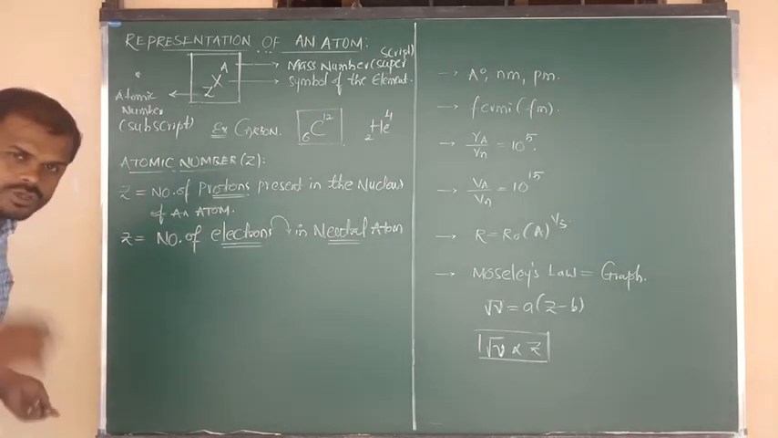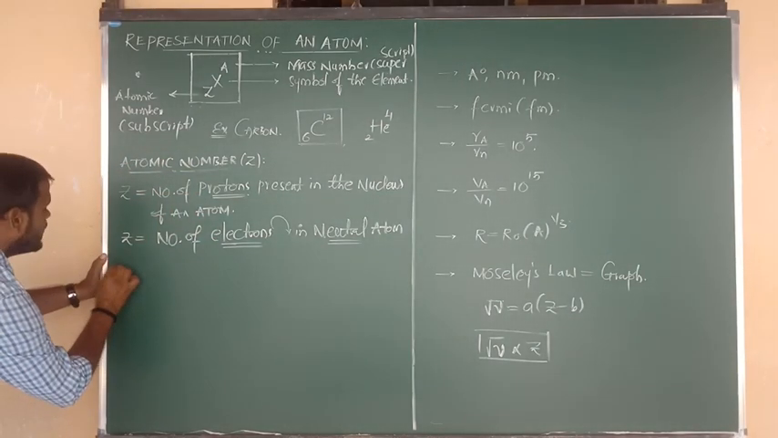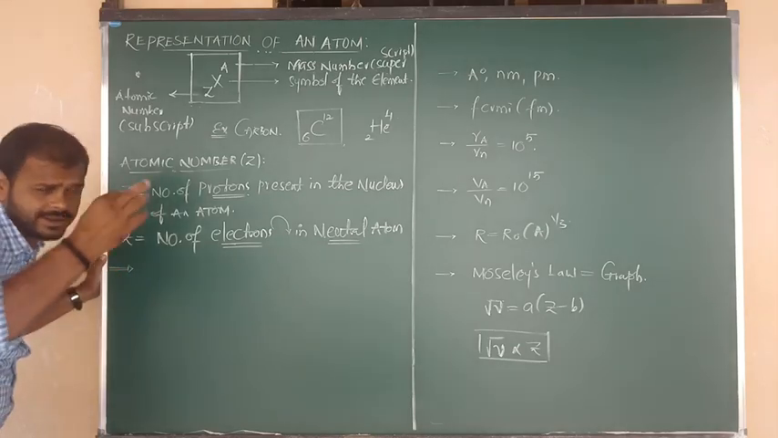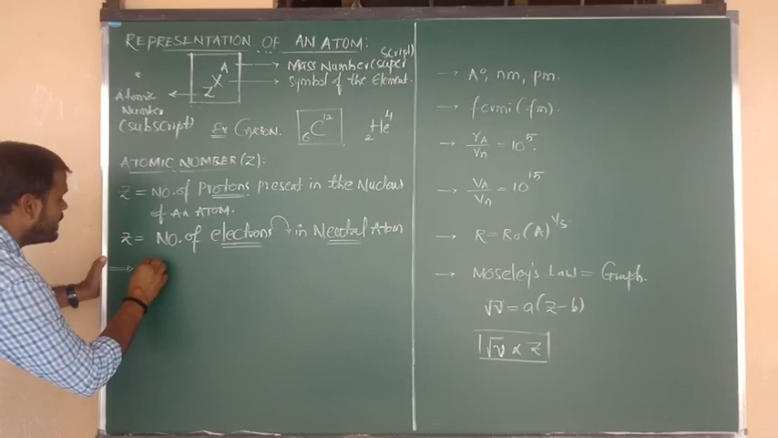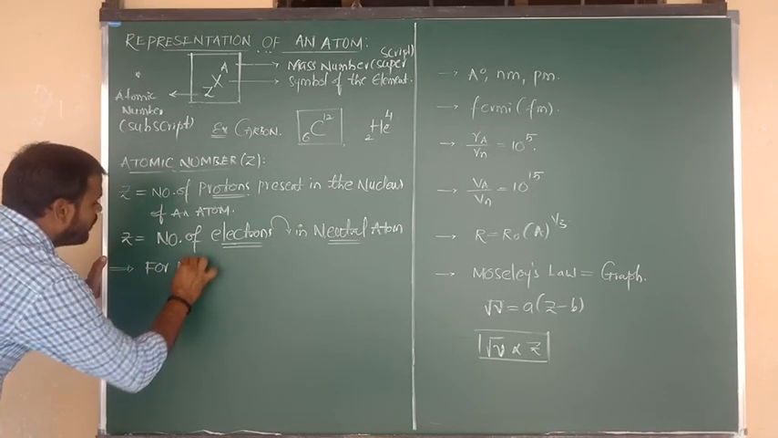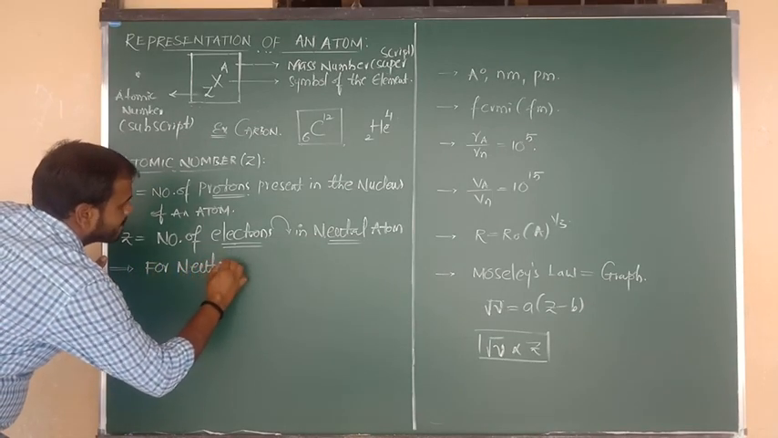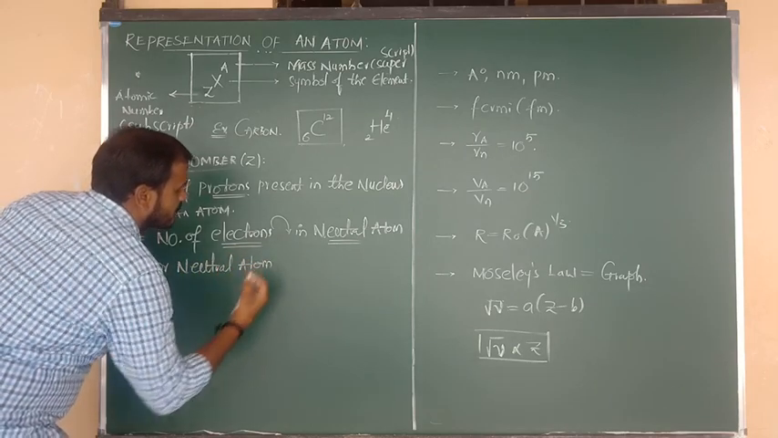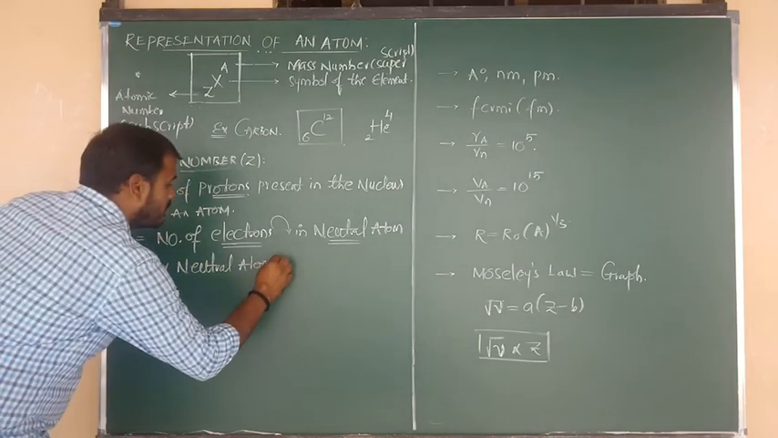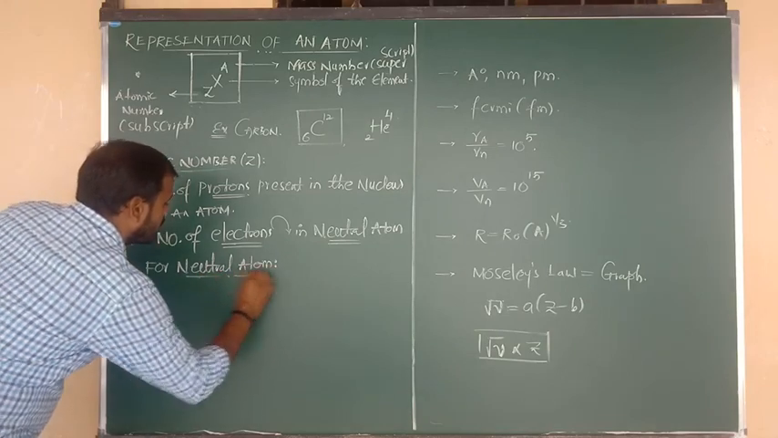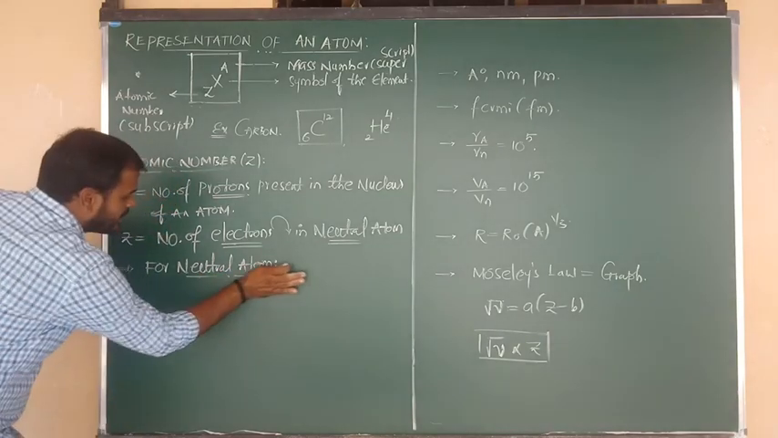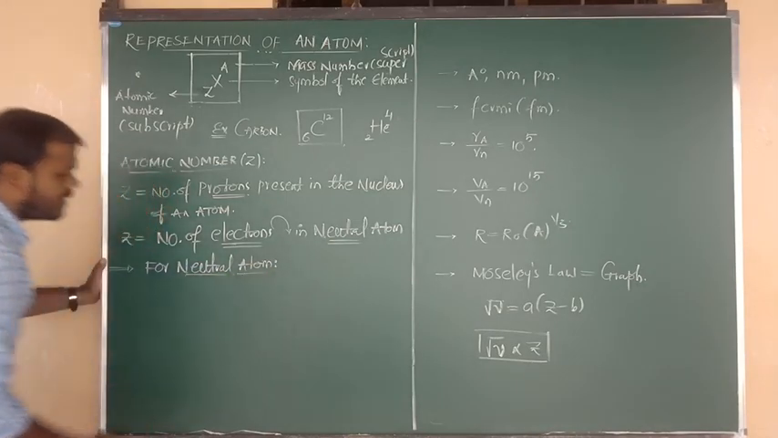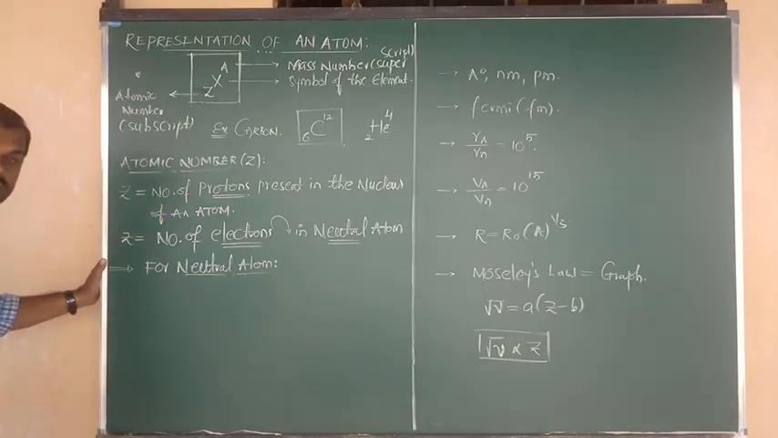Now, I want to tell you three cases. These are very important for giving the shortcut answer from an objective point of view. Number one is for neutral atom. So in the case of neutral atom, how do we calculate the number of protons and number of electrons?